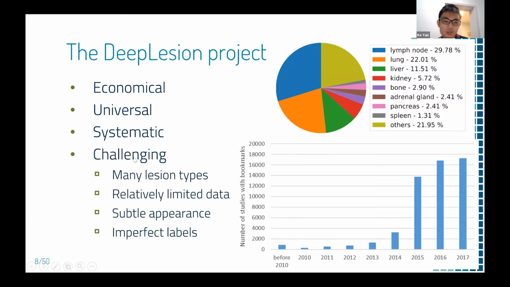But it also has some challenges. For example, there are many lesion types, but within each lesion type, there is relatively limited data. And some lesions are very subtle, meaning that they look very similar to normal organs. So if you are not an expert, you cannot tell whether this is a lesion or not. And also this dataset has imperfect labels, which means that not all the lesions are annotated in each image.